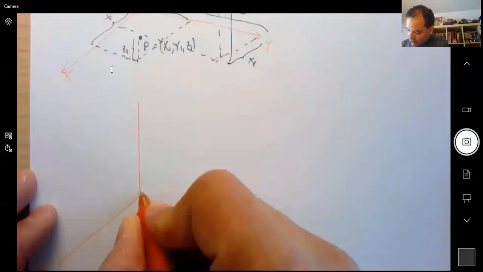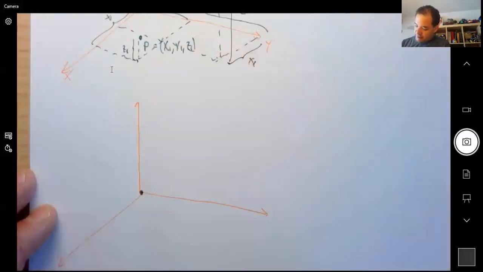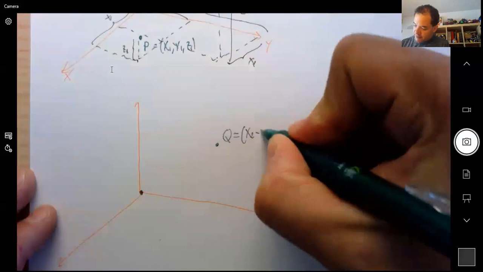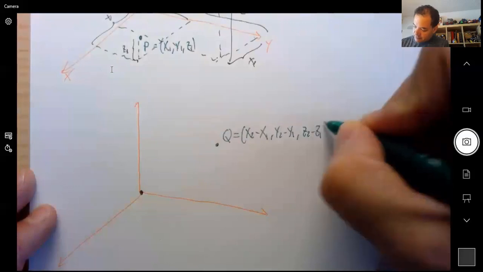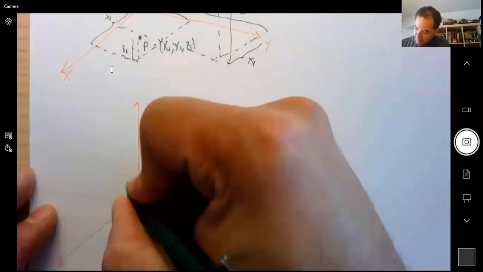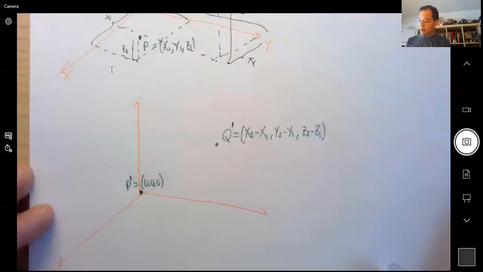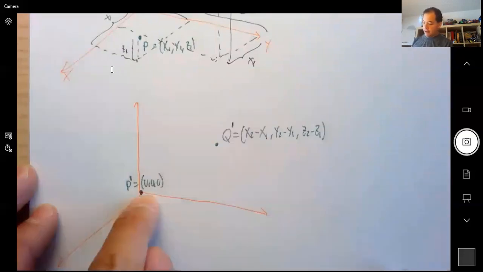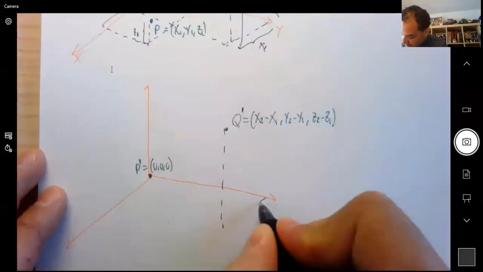So if one of the points is the origin, and the other point is now the one that has coordinates x2 minus x1, y2 minus y1, and c2 minus c1. So let me call this q prime, because it's not q anymore. And this is now p prime, and it's now 0, 0, 0. Right? So we subtracted x1, y1, c1, and that has the effect of moving this point to the origin. And that's good, because it allows us now to do the calculations in an easier way. You'll see in a moment.